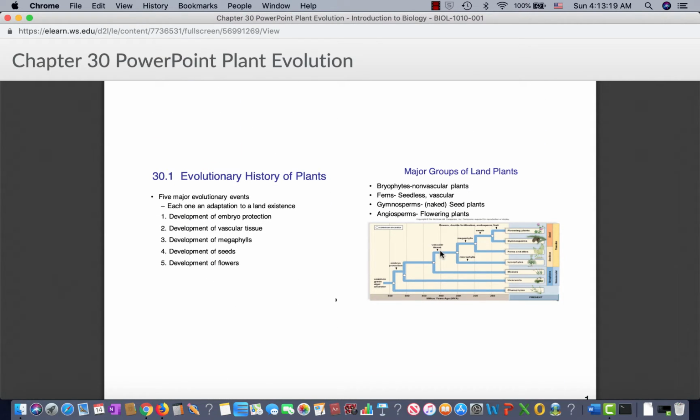These 5 major events are the development of embryo protection, vascular tissue, megaphylls, seeds, and flowers. And then your major groups are the non-vascular plants, ferns, which are seedless vascular, gymnosperms, which have naked seeds, and angiosperms, which are the flowering plants.